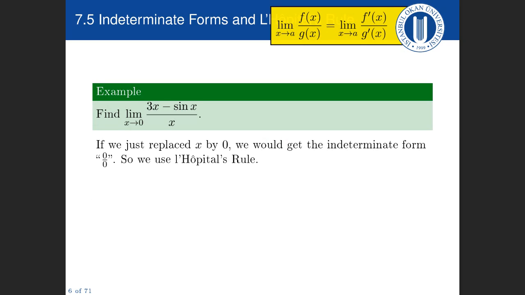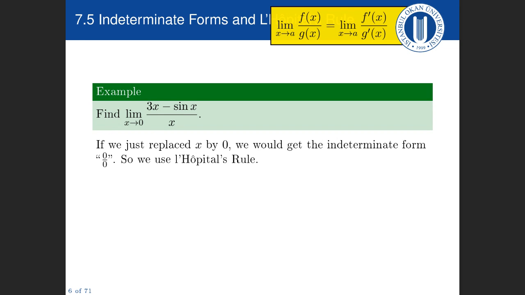And we can use L'Hopital's rule for things like this. Find the limit as x tends to 0 of 3x minus sine x divided by x. For this limit, we can't just replace the x by 0 because then we would get the indeterminate form 0 divided by 0, and 0 divided by 0 is not a number.